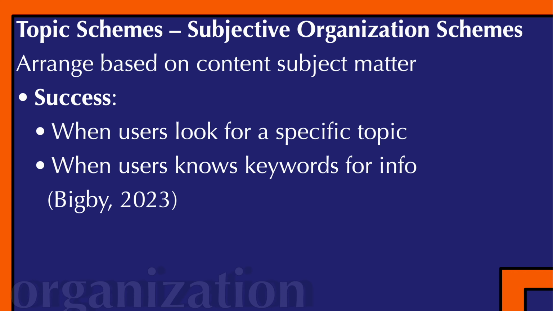The first one is topic. Here you arrange your content based on the content subject matter, the topic that's underlying it. And you're a success when the users look for a specific topic and when the users know the keywords for the information. If they don't know the keywords, that can be a real problem because they just don't actually know how to search within this topic organization scheme.